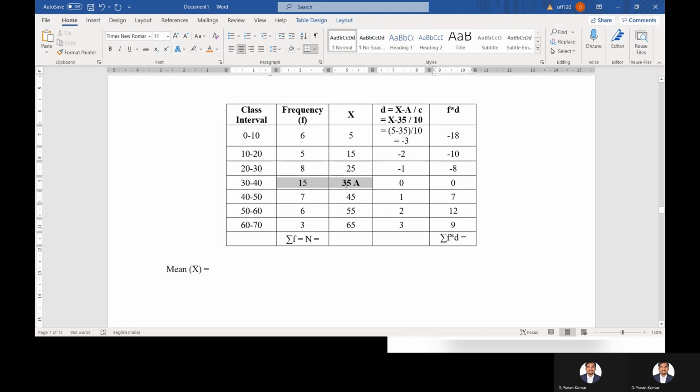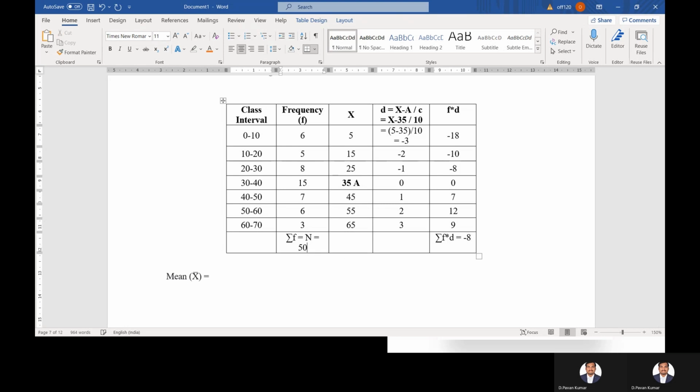See how easy it is for us to do the calculation here. Instead of finding 15 into 35, such a huge number, I made it 15 into 0, and the answer is 0. Instead of using a calculator, I got the answer very simply. That is how we use the step deviation method to find the answer. Now by calculating these values, I get the summation of f into d as minus 8.